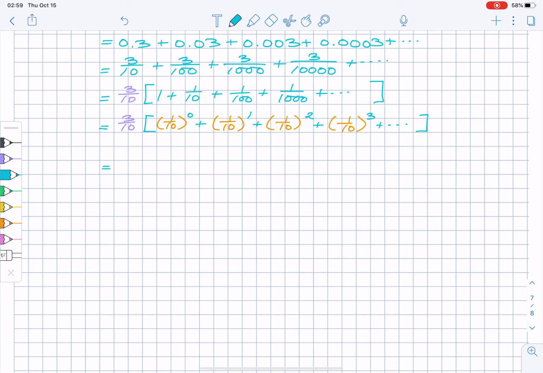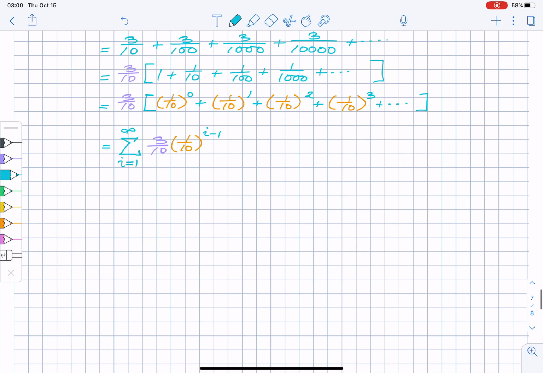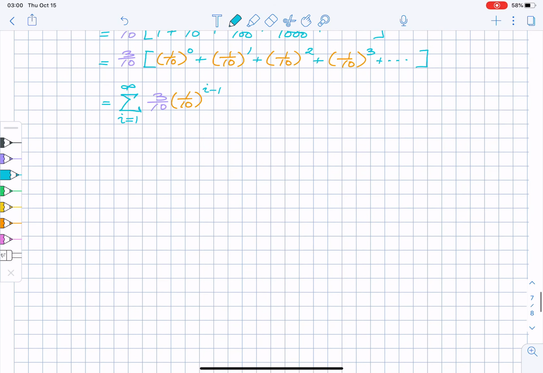So I claim that this is the sum sigma, as my index counts from 1 to infinity. Every term I'm going to distribute that 3/10 to. But this will be 1/10. Well, my first term is 0, so I claim it's index minus 1, because I start with 0. Okay, well, that sum I know to be a, 3/10 divided by 1 minus r, 1/10.